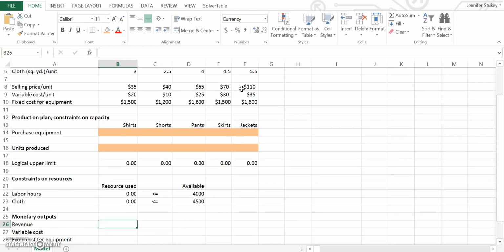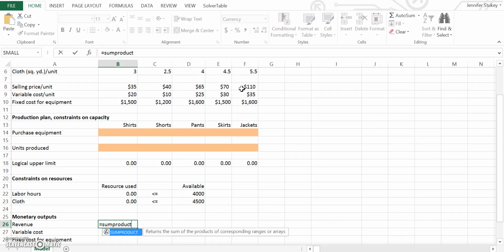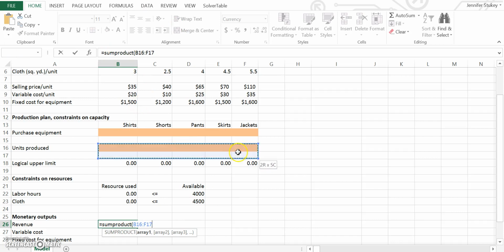Now let's calculate our revenue. And again, this is going to be another sum product. And we're going to, again, grab the number of units that are actually produced as our first array. And our second array is going to be the selling price per unit.